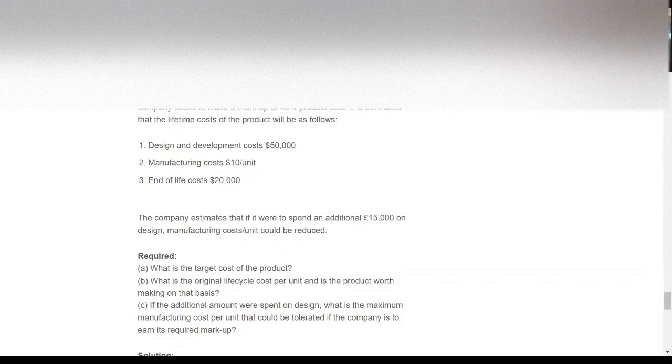So first of all, let's refer to the first requirement. What is the target cost of the product? What we discussed earlier, if you remember, is that to calculate the target cost, you first have to identify the competitive selling price for that product, which has already been identified as $21. Okay, and then after that we have to subtract a certain amount of profit and we will be able to calculate the target cost.